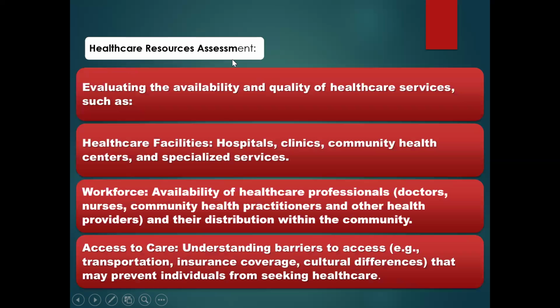Then healthcare resource assessment. These are the components. We've looked at the community profiling. You have to also look at the health indicators. Then you look at healthcare resource assessment. You have to evaluate the availability and quality of healthcare services in that community, such as presence of health facilities, hospitals, clinics, community health centers, and specialized services and home care. You have to look at how many are there and their number.